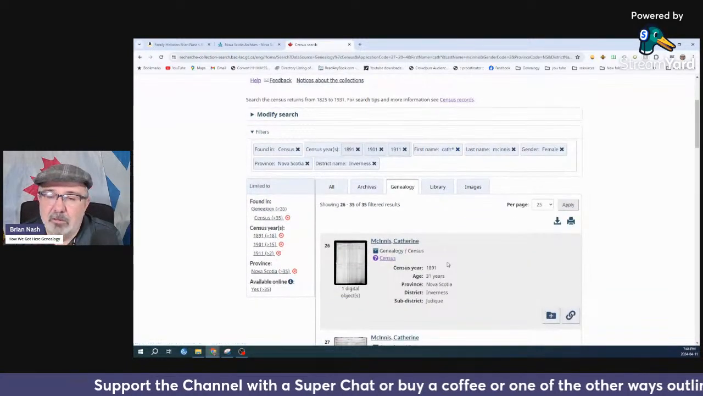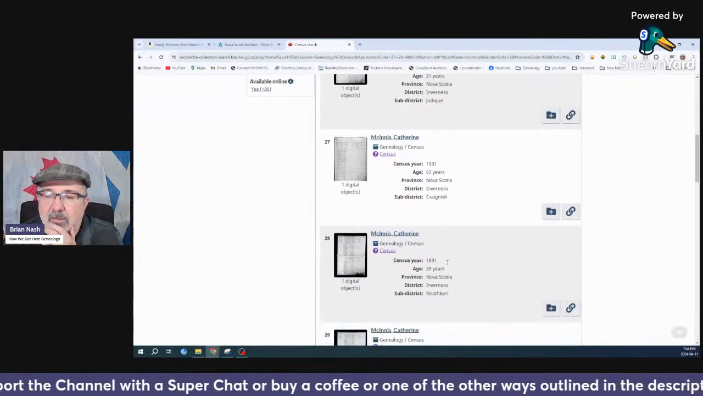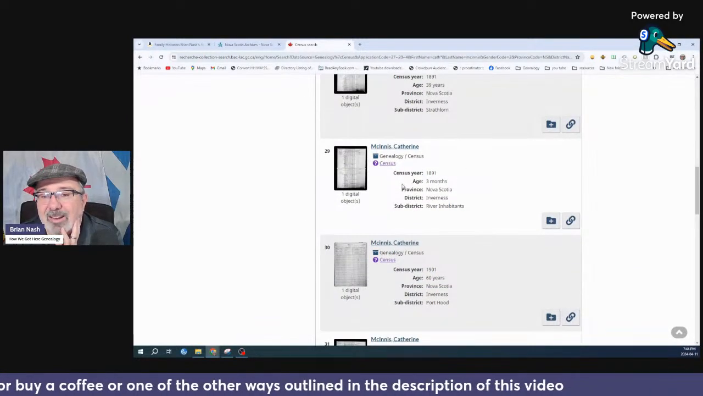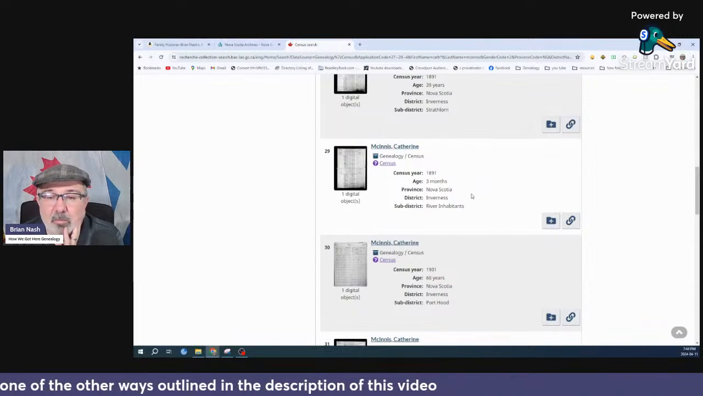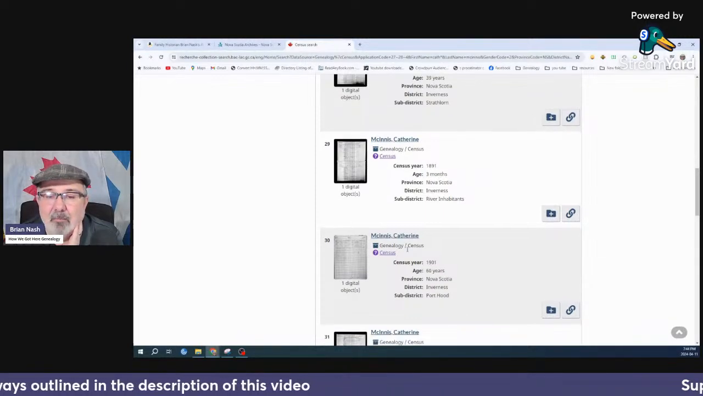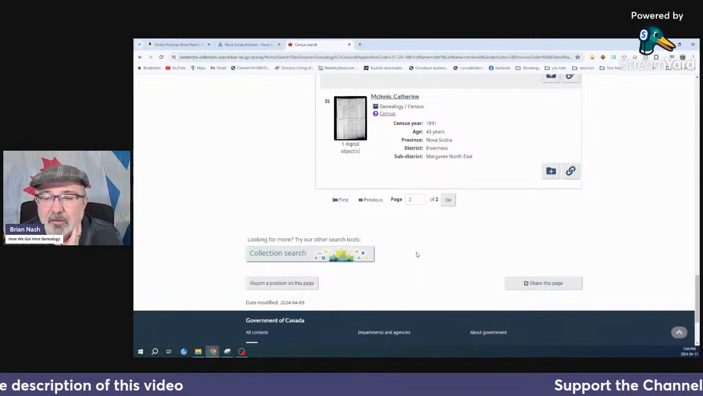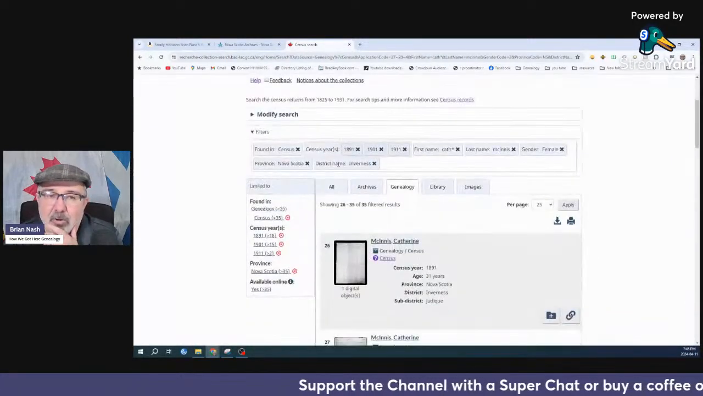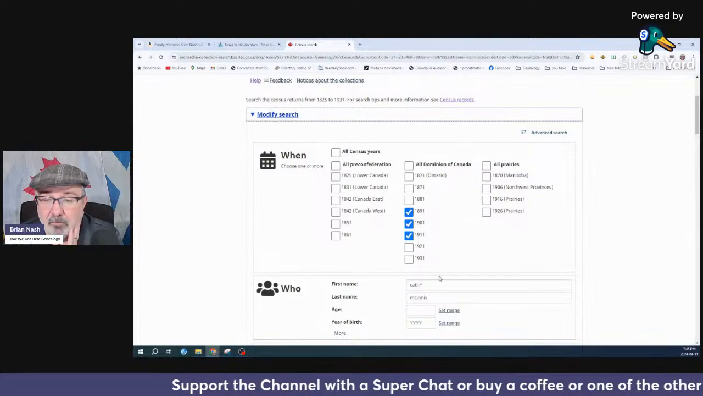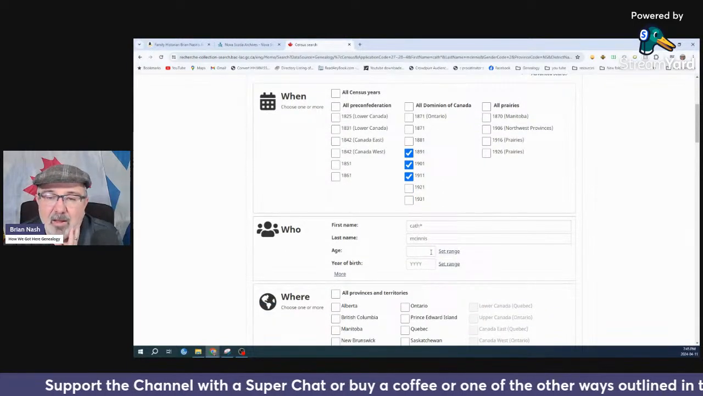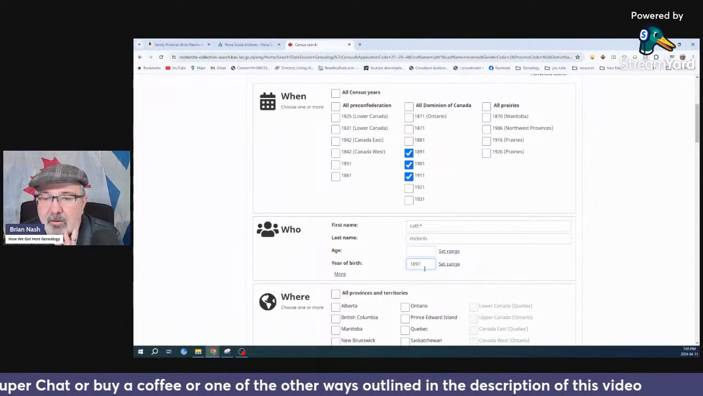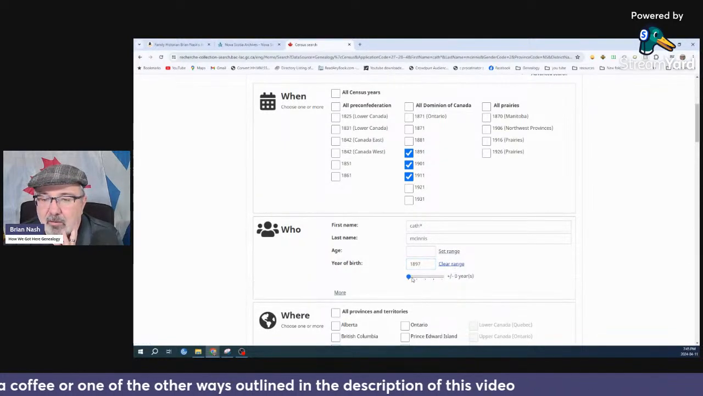And with these two pages, it will kind of narrow things down for me. So this person was 3 months in 1891, very well could be them. So I'm going to take a couple little peeks at things, and I'm going to go in here, and I'm going to modify my search. And I'm going to put a year of birth of 1897, and I'm going to set a range. I'm going to set a fairly broad range of 5 years.